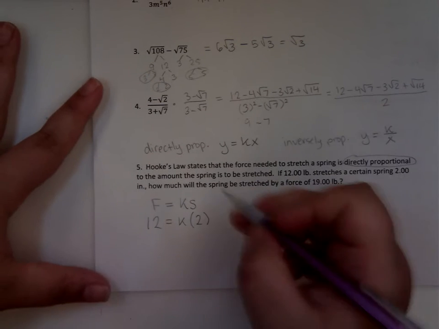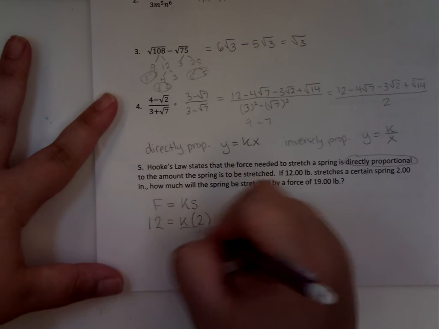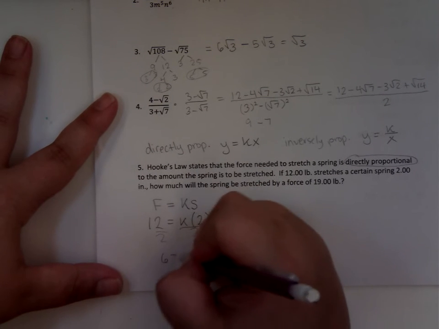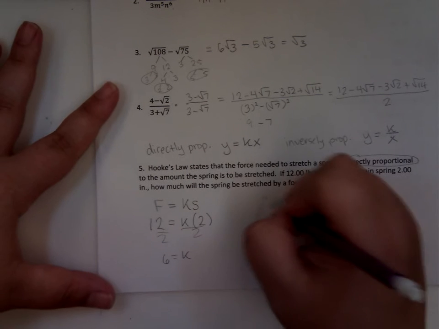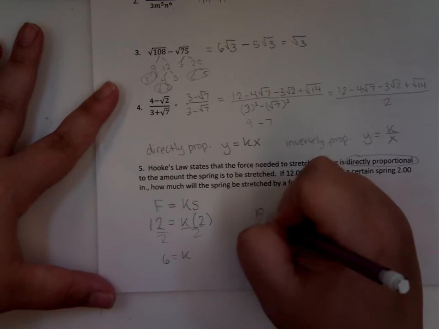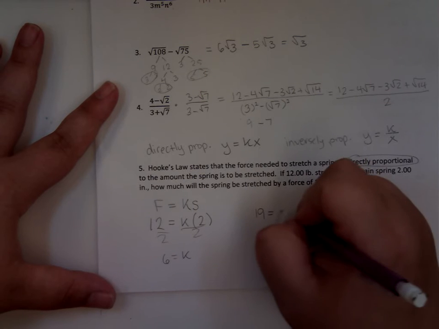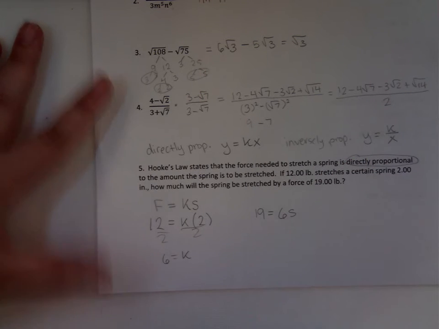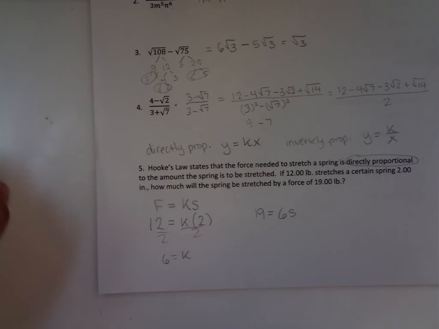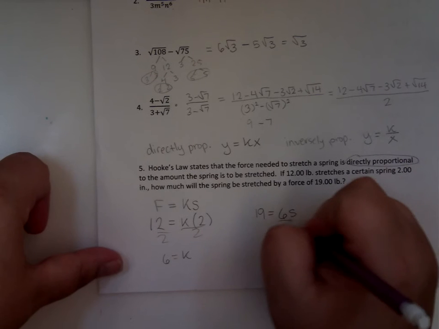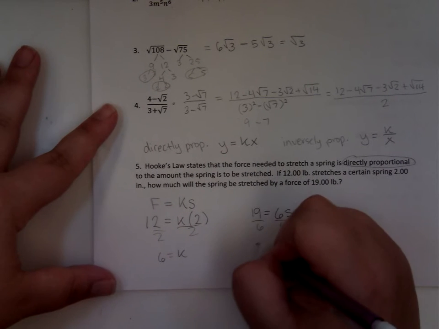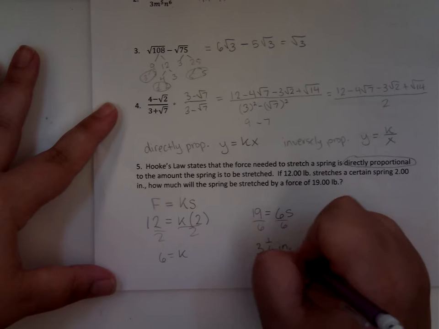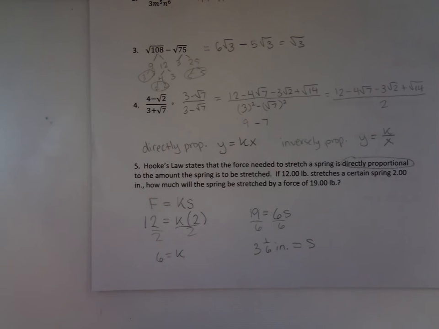So first we need to solve for our proportionality constant. So divide by 2, and we get k is equal to 6. Okay, so now if we know that the force is 19 pounds and k is 6, we want to figure out how much will the spring be stretched. Divide by 6, and that's going to be 3 1/6 inches is the amount that our spring is stretched.